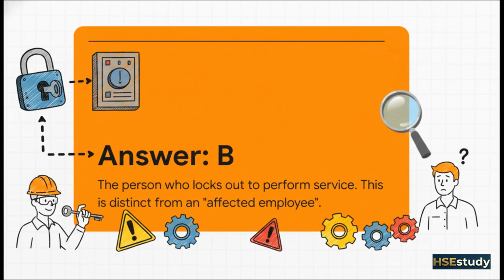An authorized employee is the person who physically applies the locks and tags to perform service or maintenance. Now, the person who just operates that machine day to day, they're called an affected employee. Getting that terminology right, straight from 29 CFR 1910.147, is absolutely critical for any LOTO program.